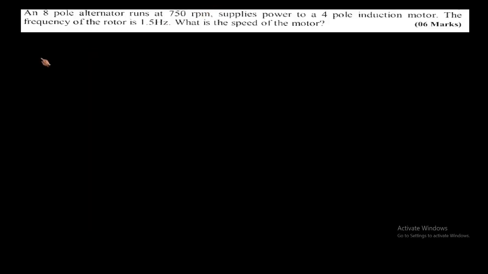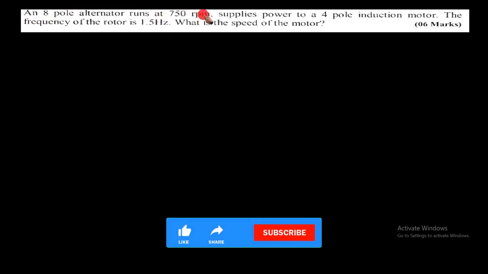See the next problem. An 8-pole alternator runs at 750 rpm and supplies power to a 4-pole induction motor. The frequency of the rotor is 1.5 Hz. What is the speed of the motor? Here once again the alternator is connected, running at 750 rpm. First you have to calculate the frequency.